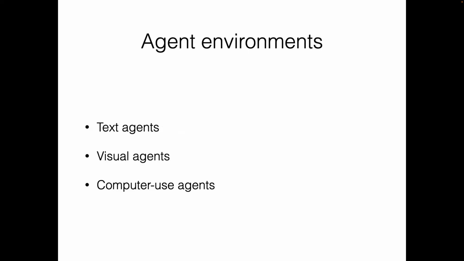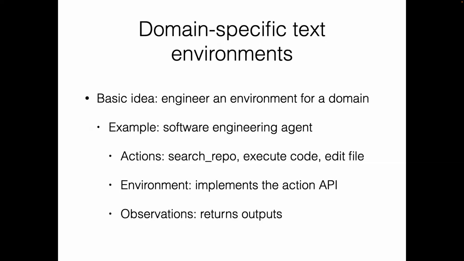Okay, so here I want to go through three different types of environments: text, visual, and computer use agents. For text environments, one common pattern is to create a text environment that's specific to a particular domain. As an example, let's say you want to build a software engineering agent.